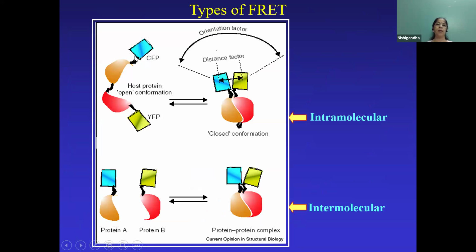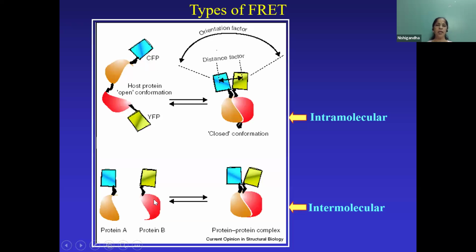Now, this is an example. I hope you are familiar with CFP and YFP. So suppose it's a big molecule. At one end it's CFP and at the other end it's YFP. Now CFP is a donor, YFP is an acceptor. If there is a change in the conformation of this molecule, CFP and YFP will come together and FRET will occur. This is known as an intramolecular FRET.